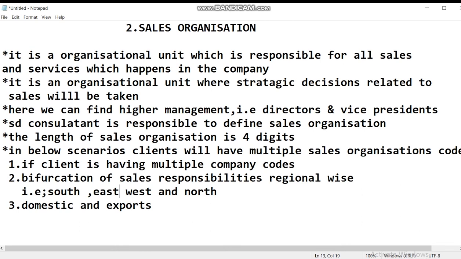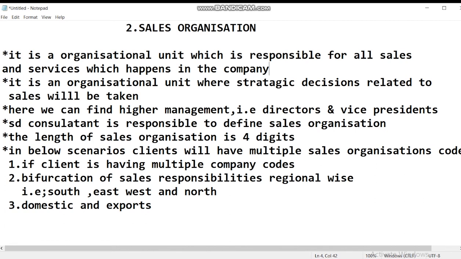In those cases also there is a chance to maintain multiple sales organizations, and domestic and exports. Like I already told you, whenever you go for exports to another country, in those cases also, for domestic and exports, you will have to maintain a different sales organization. Simply, it is an organizational unit which is responsible for all sales and services which happen in the company, nothing but it deals with the sales and services.